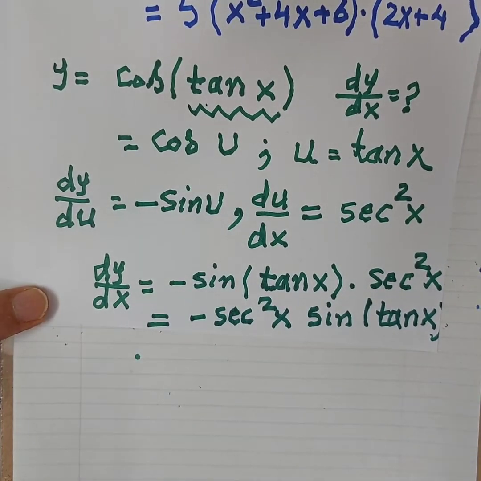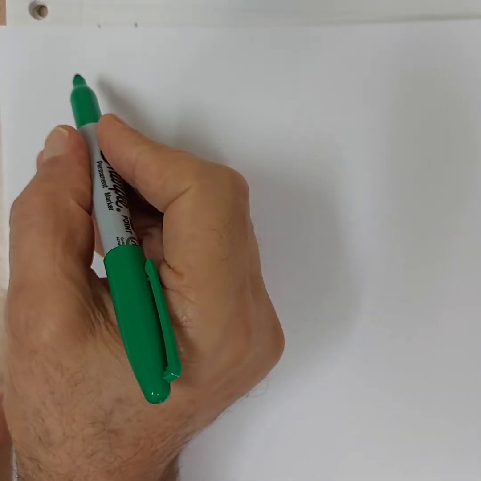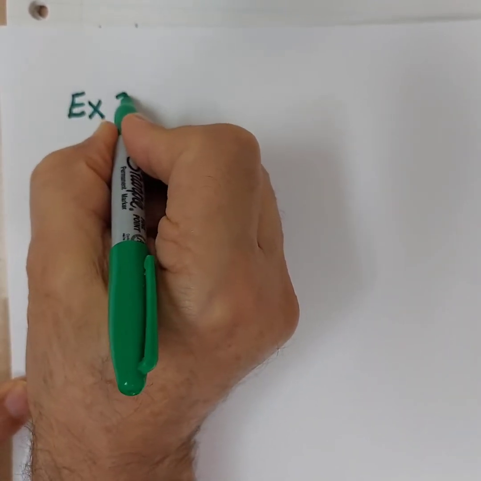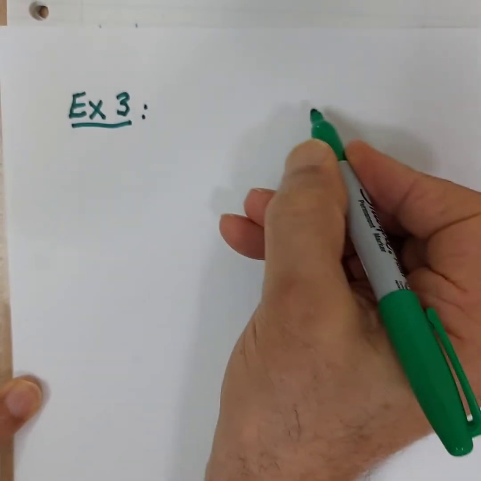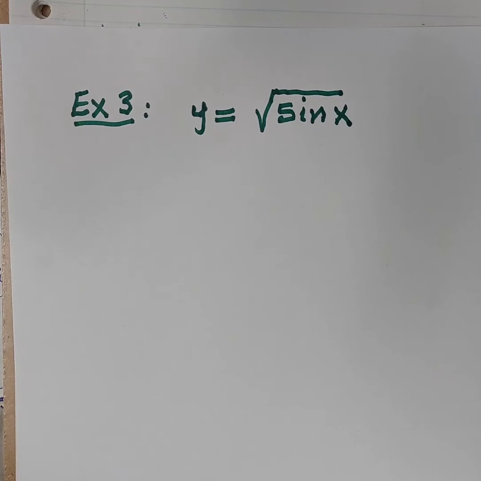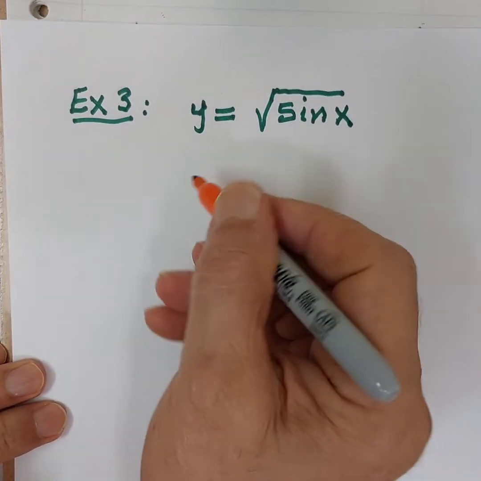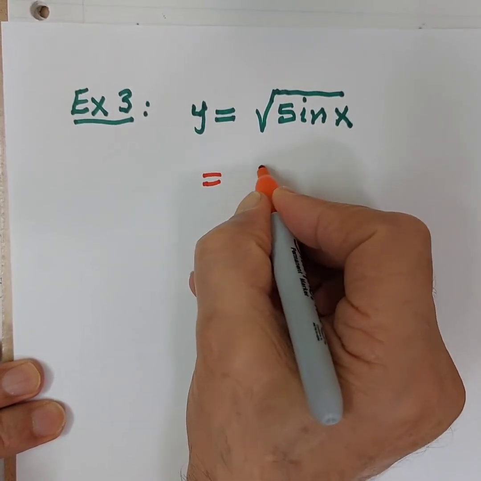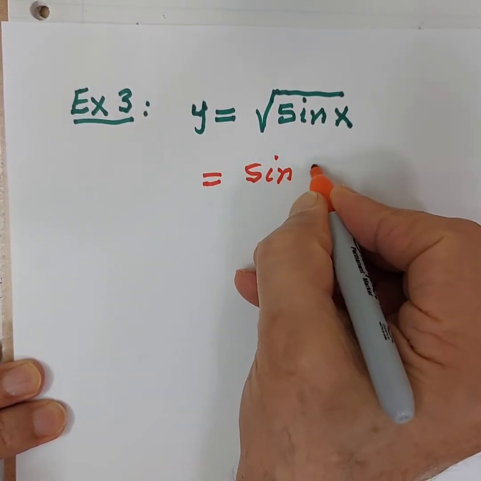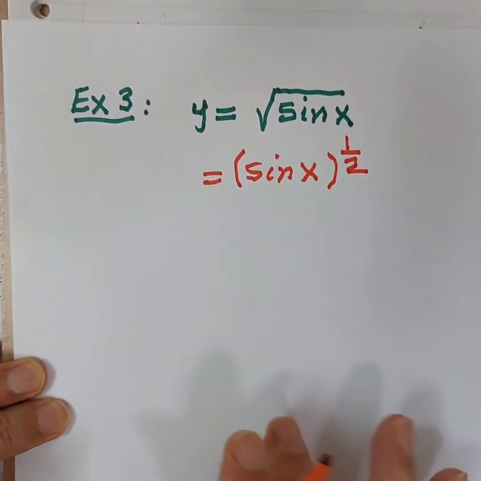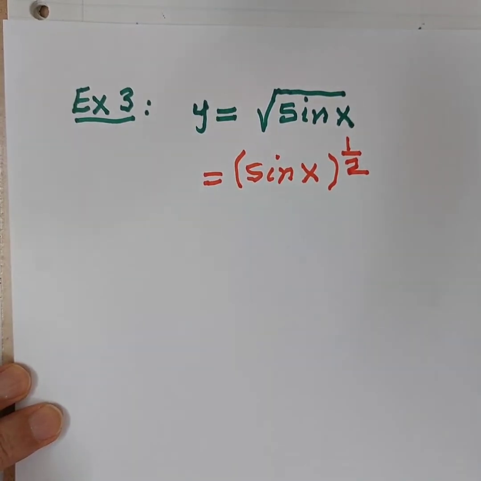Another example, if we have like example 3 here, example 3. If we have like y is equal, it can be referred to power half. This can be written in simplest form without a radical sign. We can write it as sine x to power half. Also, we will follow the same as we did in the previous example.